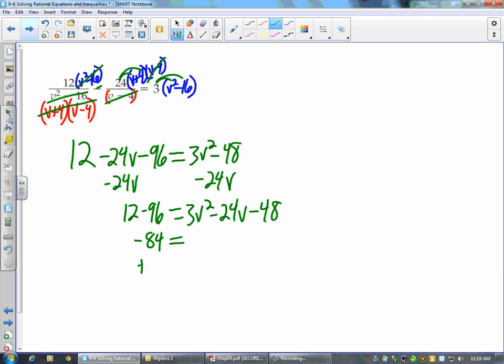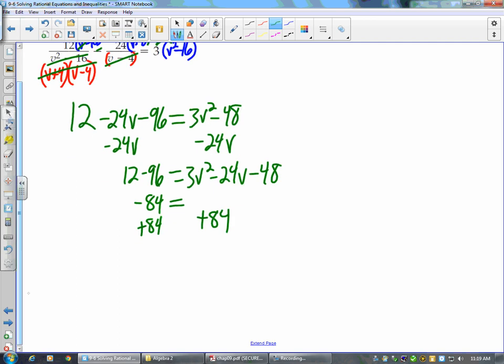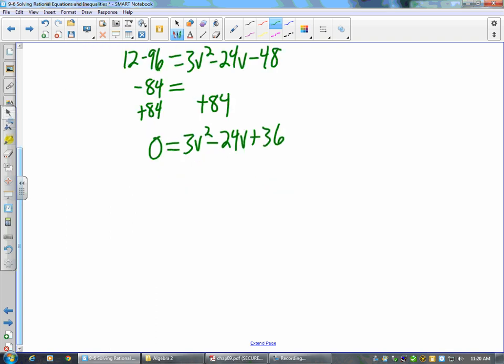So I'm going to plus 84 to both sides. Forgive me if I'm skipping a couple steps. So that'll be 0 equals 3v squared minus 24v. And then a plus 84 and a minus 48 leaves a positive 36. All right, so now we have a quadratic. And that's okay because there's no fractions involved. Yes, we can still get two answers with this.